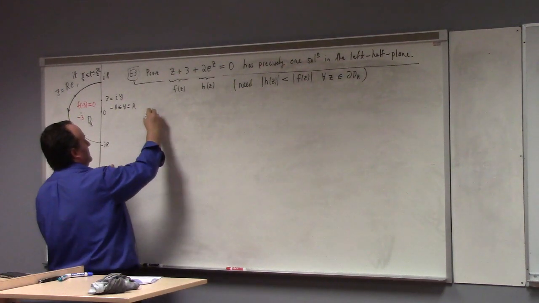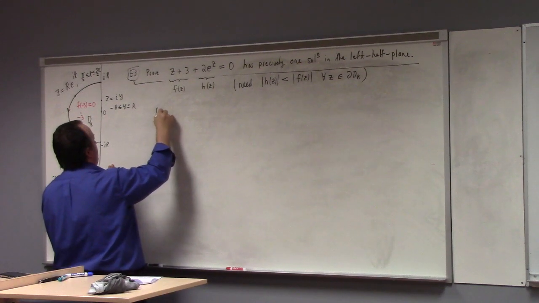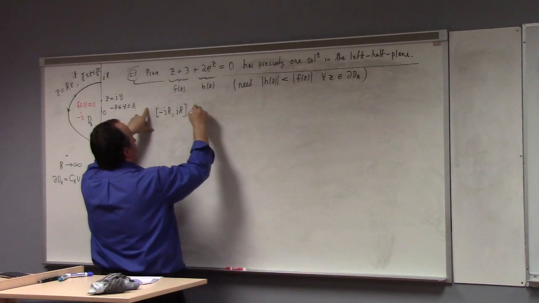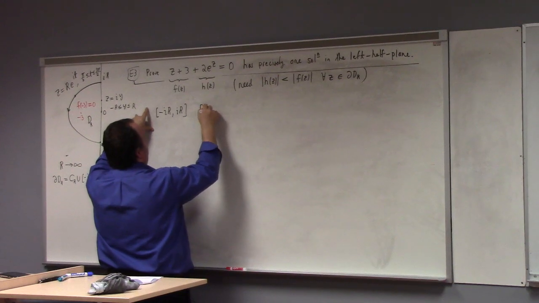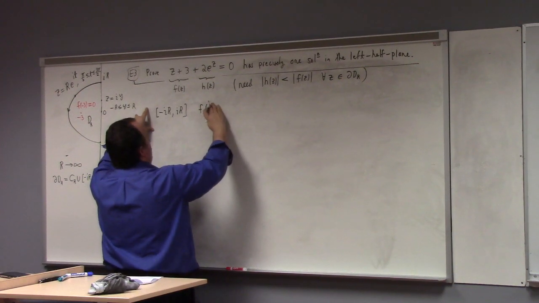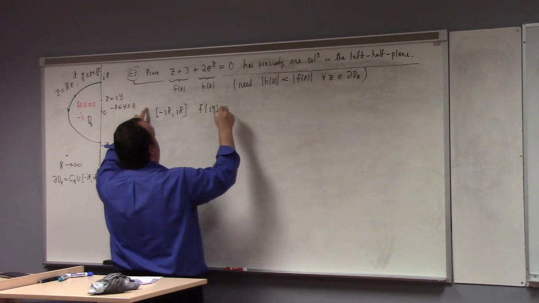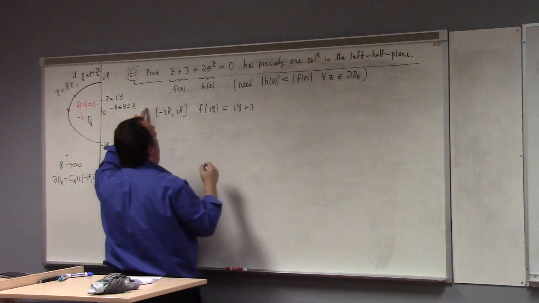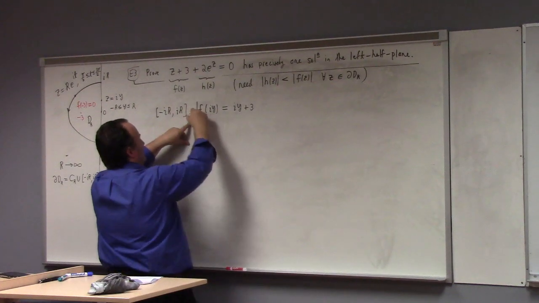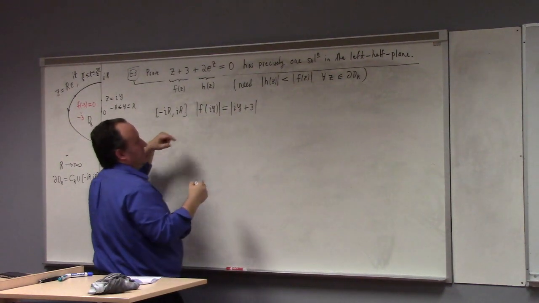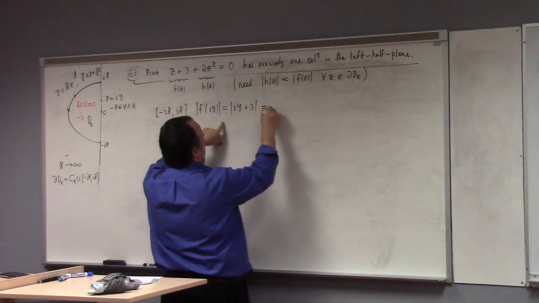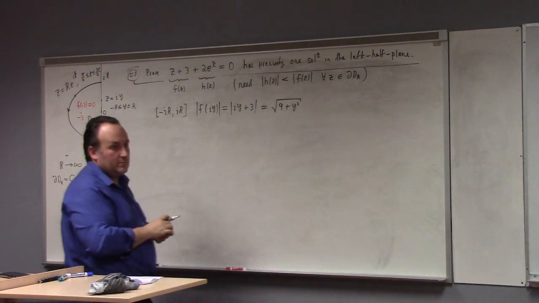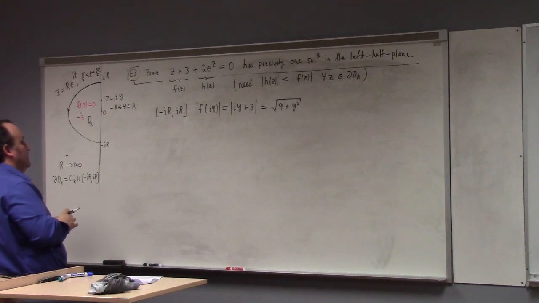So let's look at minus iR to iR. There we have f of z, well, f of iy equals iy plus 3, right? So if I look at the modulus of that, what do I got? It's the square root of 9 plus y squared, right?